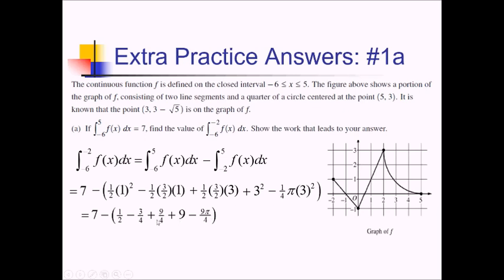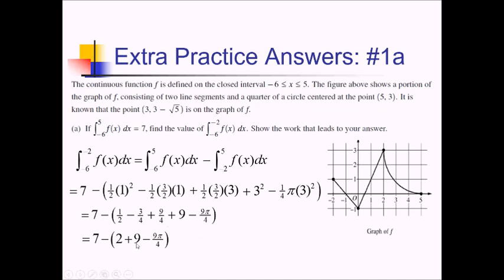And if I clean things up a little bit on my next step here, we've got basically 2/4 minus 3/4, which is negative 1/4. Negative 1/4 plus 9/4 is 8/4. 8/4 is really just 2. So we have 2 plus 9 minus 9 pi over 4.